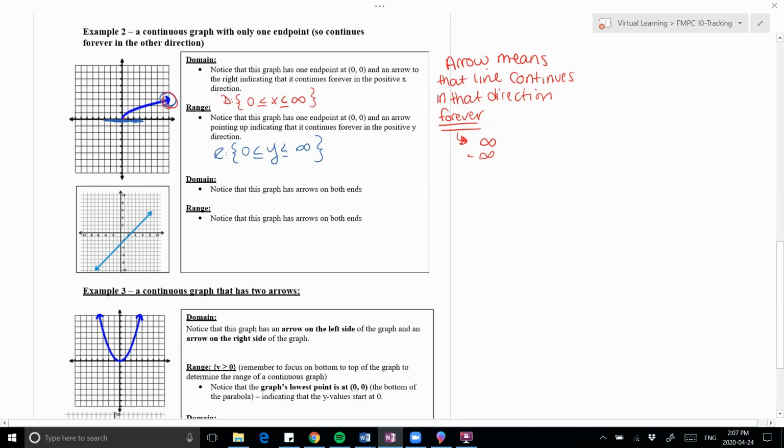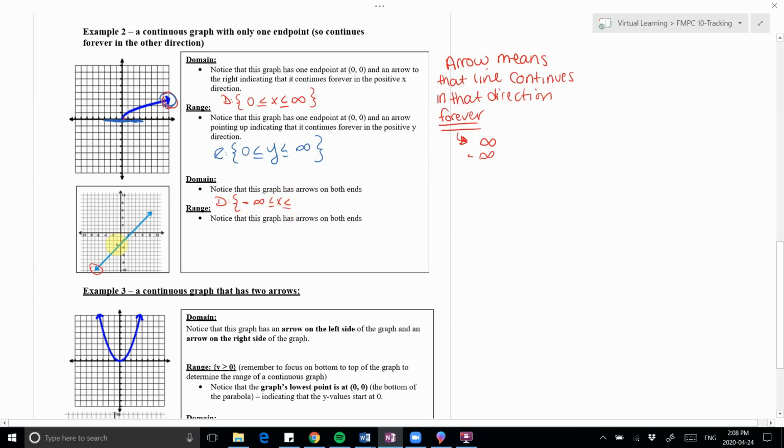So let's try that here. So once again, we're going to go for domain. So I'm starting at the bottom and I'm looking for the smallest value. So what do we notice on that end? One, it's not a dot, it's an arrow. So what does that arrow mean? That line is going to continue forever and it's going to continue in the negative direction. So when it comes to writing my domain here, negative infinity is my smallest point because that's going to continue forever in the negative direction.